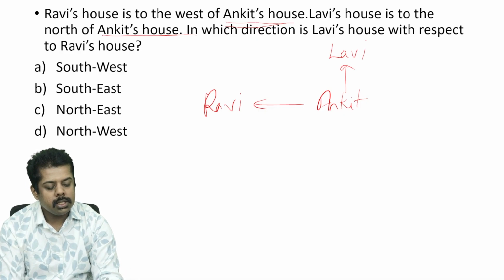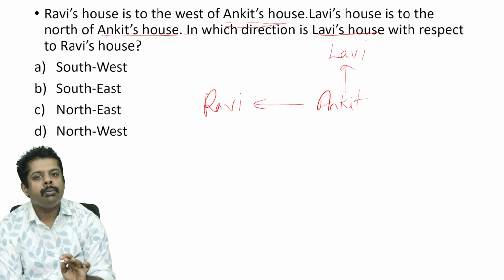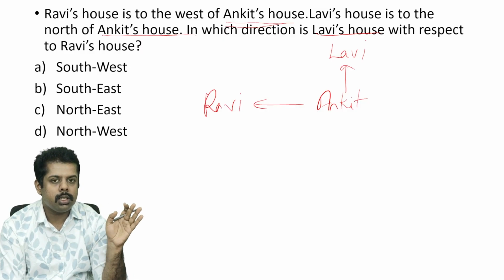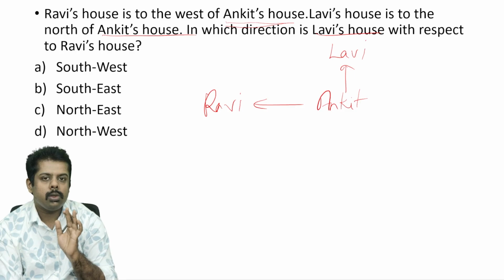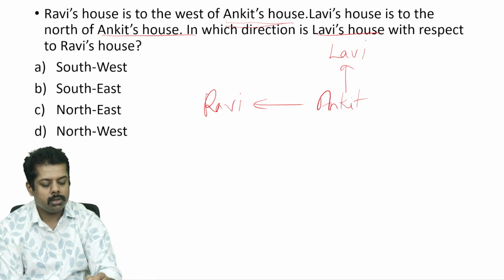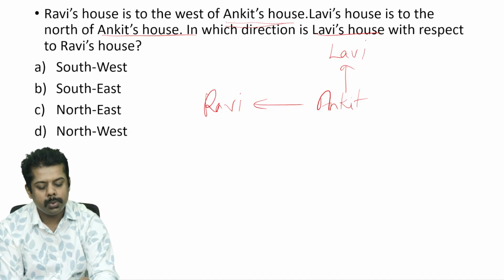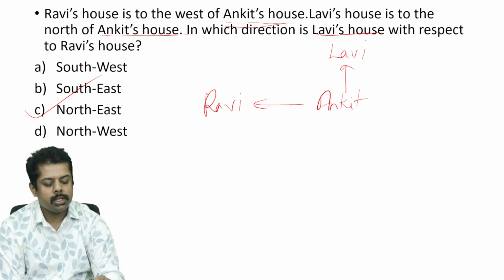In which direction is Lavi's house with respect to Ravi's? Now, with respect to Ravi's house, we have to see where Lavi's house is. So we can directly see that Lavi's house is above, so that is north, but towards the right. So above right. That means the direction has to be option C, northeast. So here the answer is northeast.